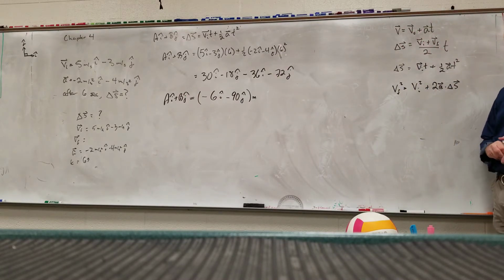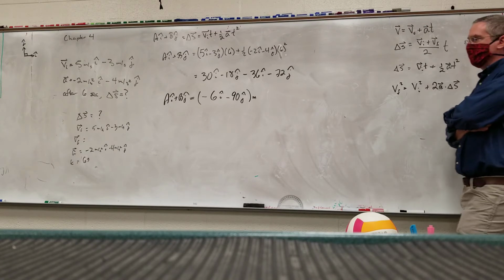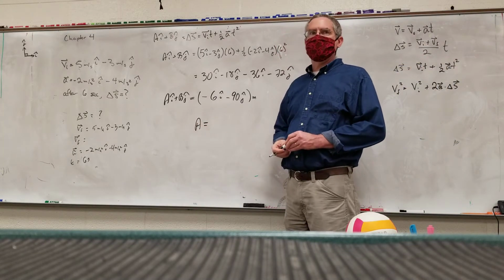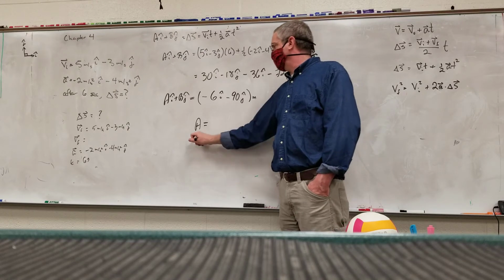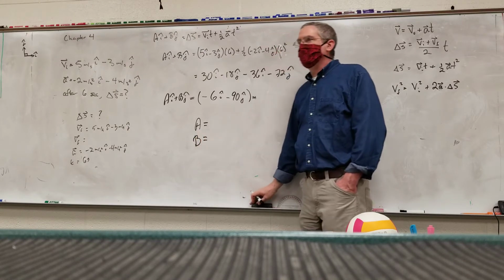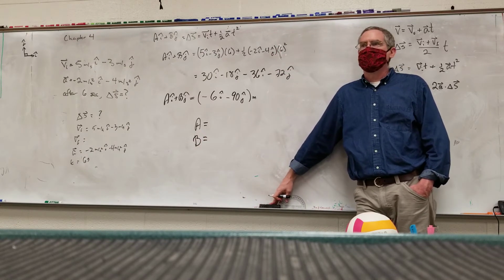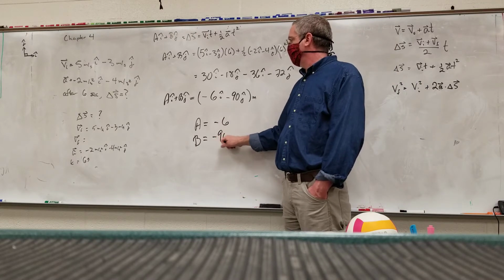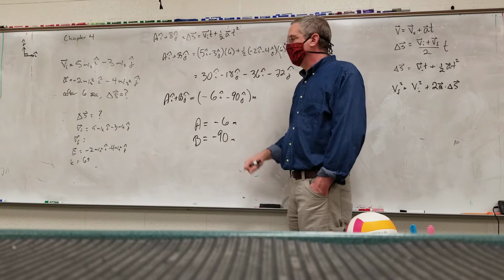Assuming I haven't made a careless error. So what's A? And what is B? -6. And -90. And officially meters.